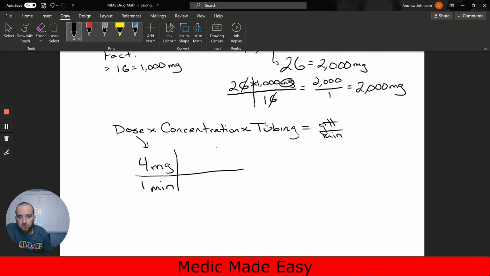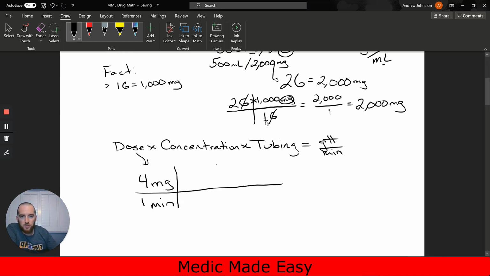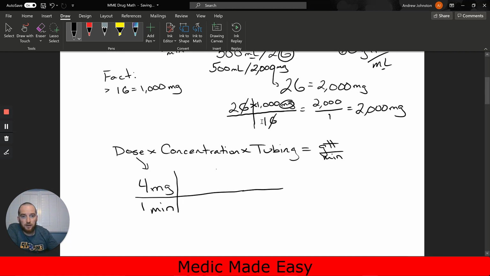And concentration is our next piece. We said we've got a 500 milliliter bag and we have 2,000 milligrams. Remembering what we said about units on top and on bottom having to cancel out, I've got 500 milliliters and 2,000 milligrams. I have milligrams on top here, so I need to put milligrams on bottom here so that those units cancel out, because at the end, the only thing I need left over is drops per minute. So 4 milligrams are on top for dose, and I'm going to put milligrams on bottom for my concentration.